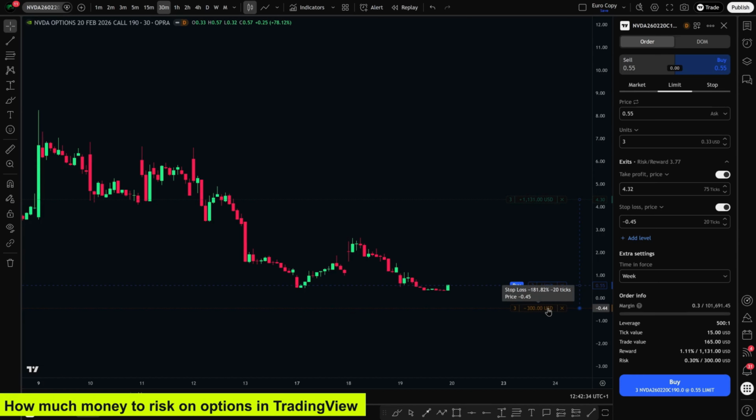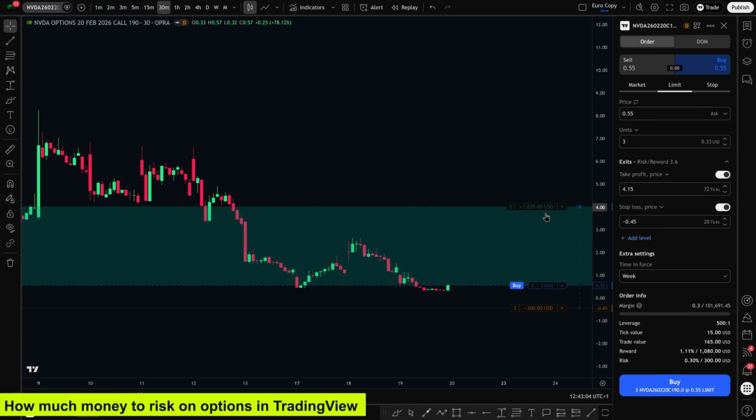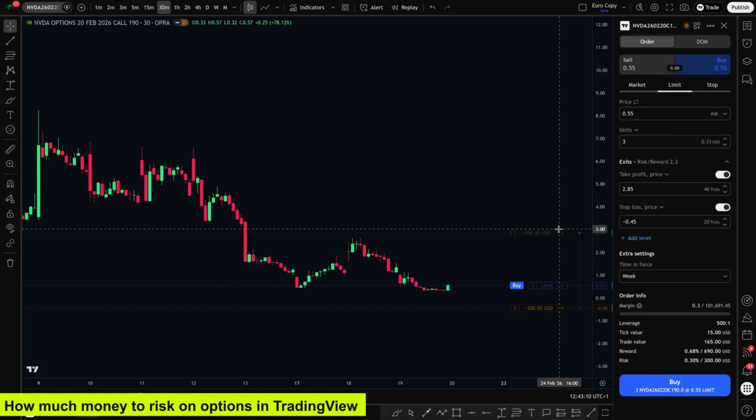In TradingView, before entering any trade, calculate the total premium you are paying. If you buy one contract for $300, that full $300 is your maximum risk if the option expires worthless. Never allocate a large portion of your account to one trade, especially short-dated contracts where time decay moves fast. Options can move sharply in both directions.